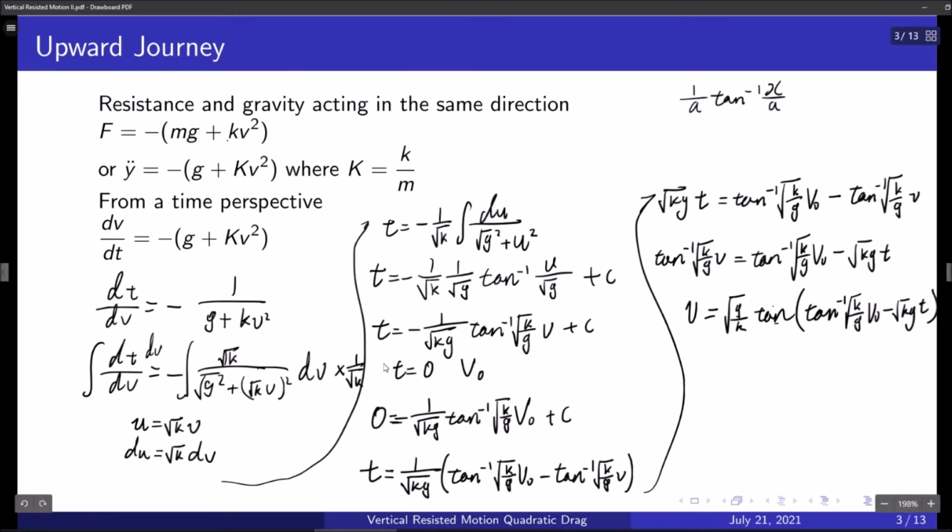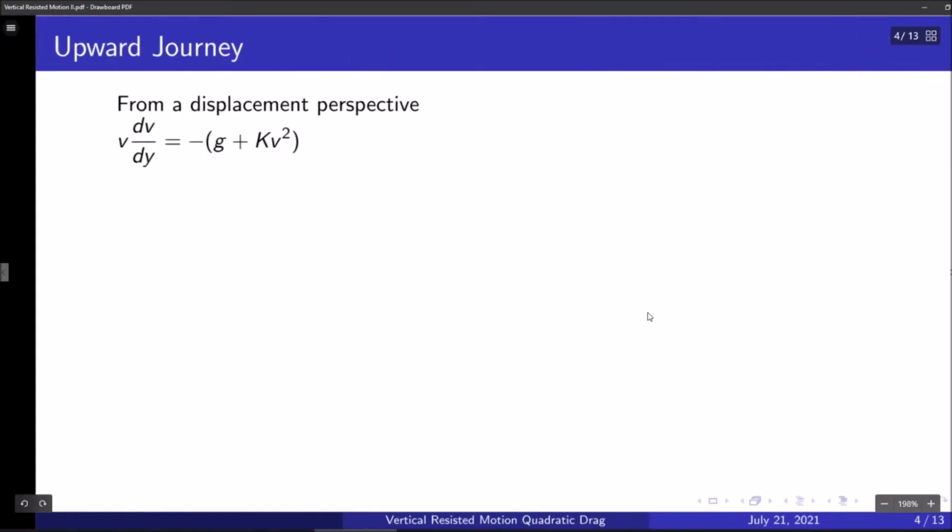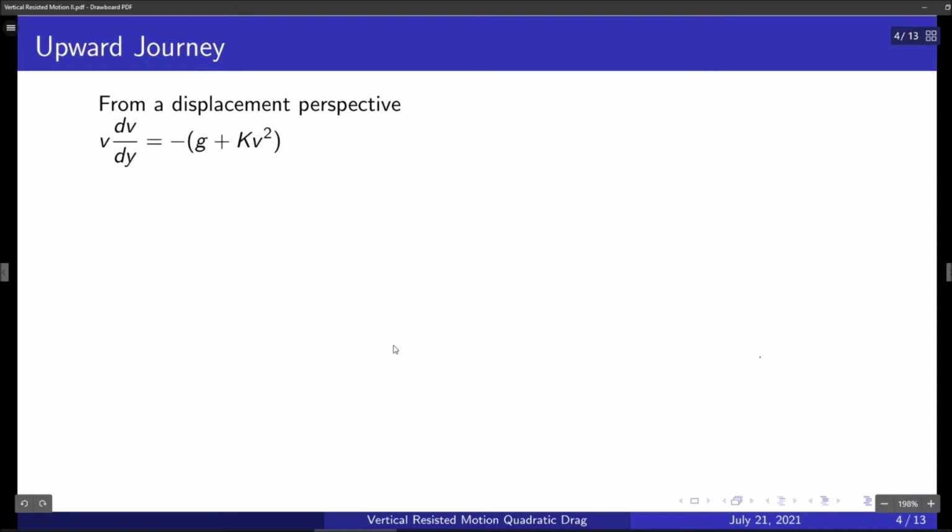All right, now let's look at this from the perspective of displacement. Once again, this is fairly straightforward. We can just divide everything by v. Sorry, dv over dy equals negative g plus kv squared over v. So I'm sure you can see where this is all heading, because if we turn everything upside down, dy over dv equals negative g plus... correction.